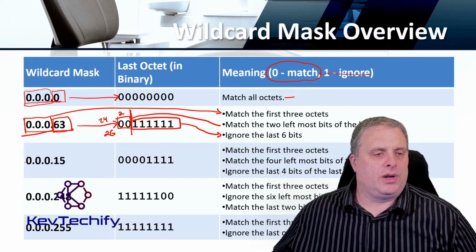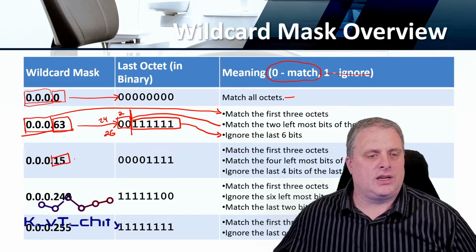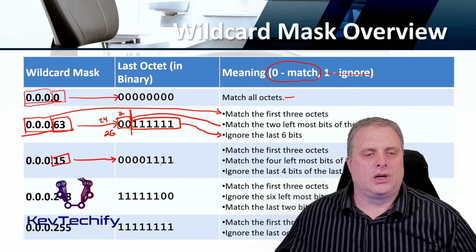Third example, we have 3 octets of zeros, and then we have a 15. We take that 15, convert it into binary.